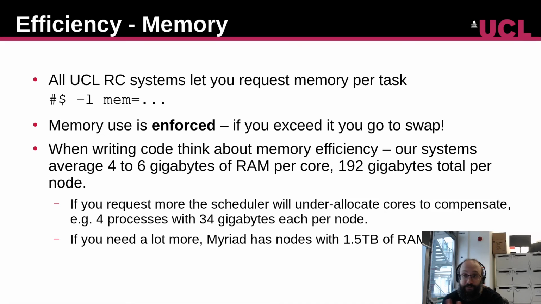Our systems have between 4 to 5 gigabytes of RAM per core, 192 gigabytes in total per node. If you request more, the scheduler will underallocate the cores to compensate, i.e. 4 processes with 34 gigabytes per node. If you need a lot more, Myriad has nodes with 1.5 terabytes of RAM in total.